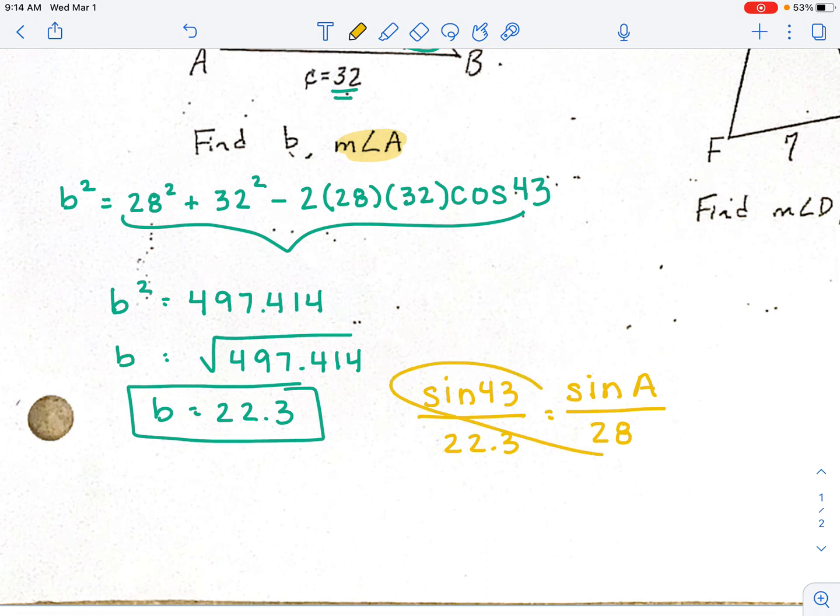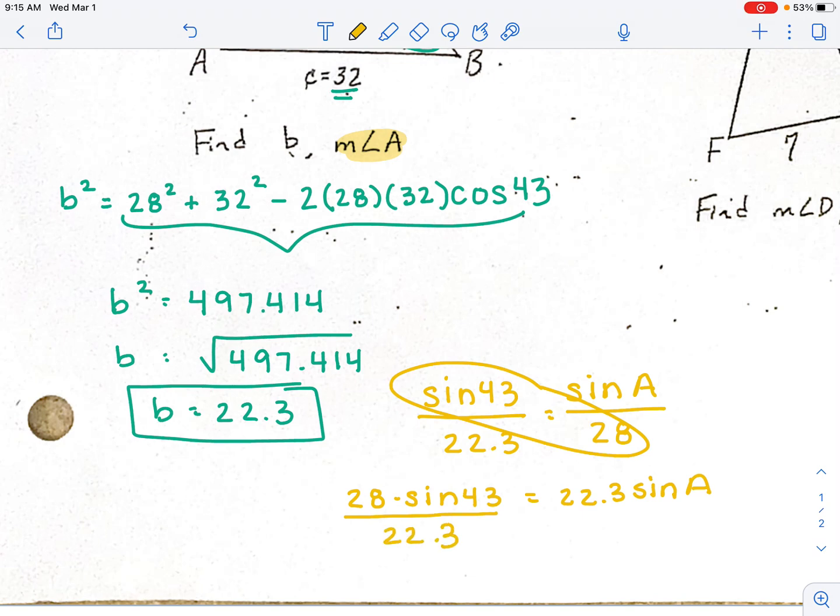We're going to cross multiply. So 28 times the sine of 43 equals 22.3 times the sine of A. Our goal is to get that variable by itself, so the first thing we do is get rid of that 22.3, so I'm going to divide by it.